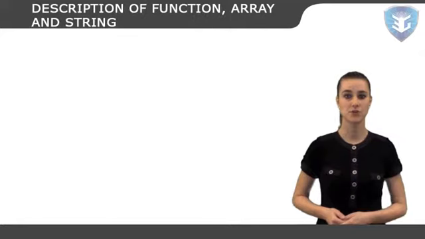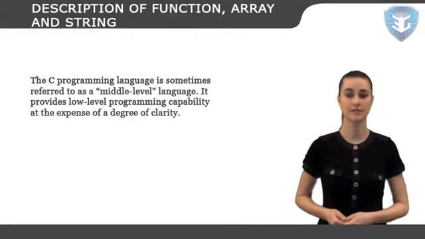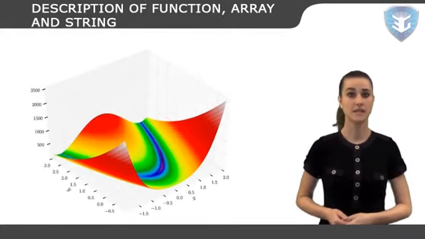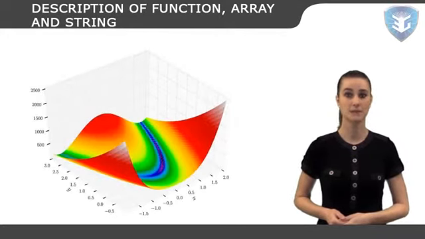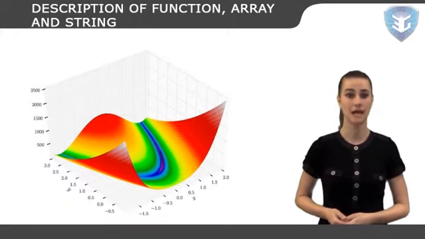Let's start with a brief introduction to array and string. The C programming language is sometimes referred to as a middle-level language. It provides low-level programming capability at the expense of a degree of clarity. Some cynics claim that C combines the flexibility and power of assembly language with the user-friendliness of assembly language.